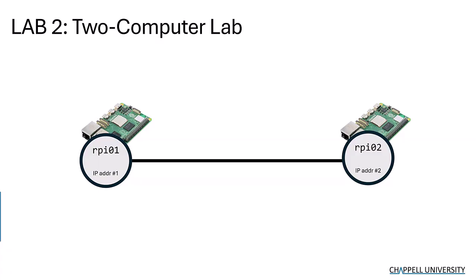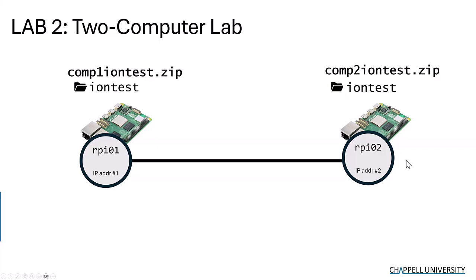This time, we're not going to be talking to the loopback address. We're going to be talking between one IP address and the other IP address. They're on the network. We're going to download two files. We're going to download comp1 iontest.zip onto our rpi01 host and unzip it, and that will give us a folder called iontest where all the configuration files sit. Then we're going to go over to our rpi02 device and download a file called comp2 iontest.zip. Unzipping that, we'll have another folder called iontest that has all the configurations for rpi02, our second node.